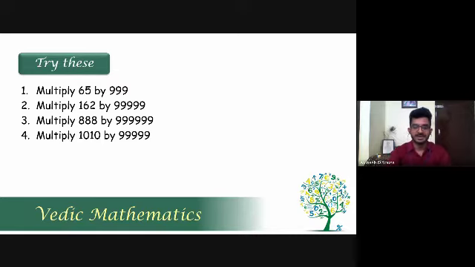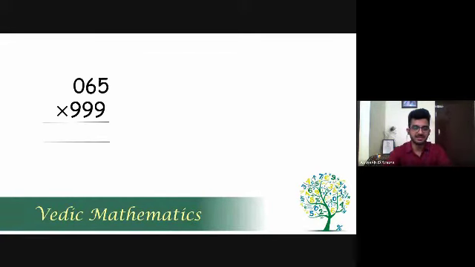Yeah. We will begin with the first one. You have to multiply 65 by 999. So convert that 65 into a three-digit number because the multiplier is a three-digit number. So you can just write it as 065 multiplied by 999. And to obtain the left part, subtract 1. So you get 064.